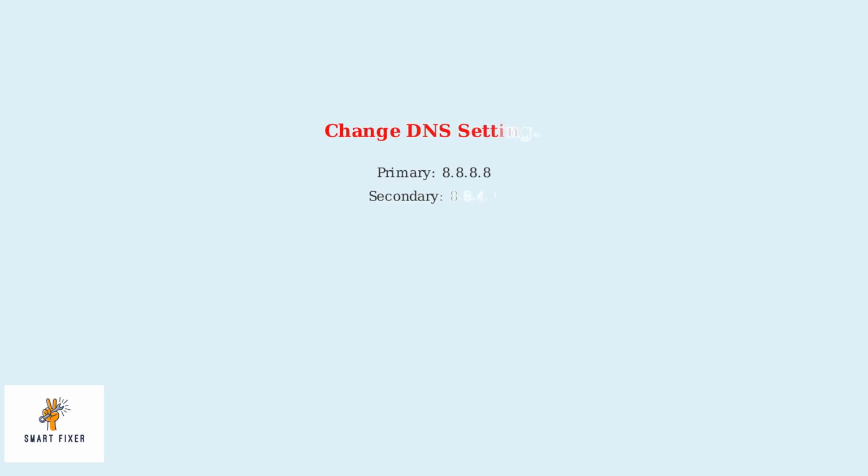DNS settings can affect connectivity reliability. In your router settings or Switch 2 internet options, change to Google's public DNS servers, 8.8.8.8 for primary and 8.8.4.4 for secondary. This can resolve domain name resolution issues that might cause login problems.